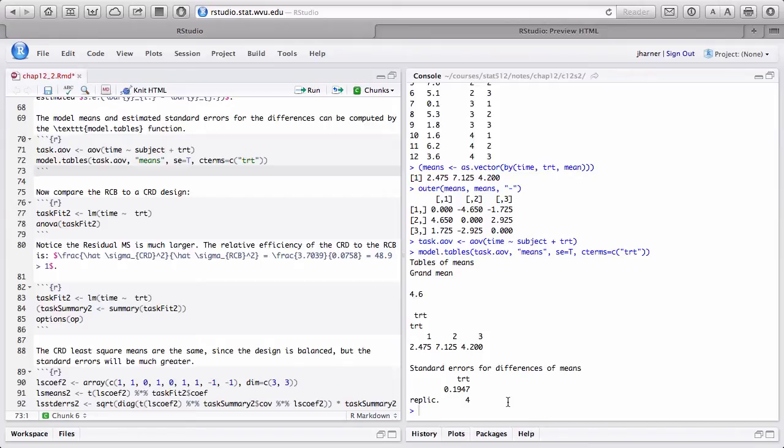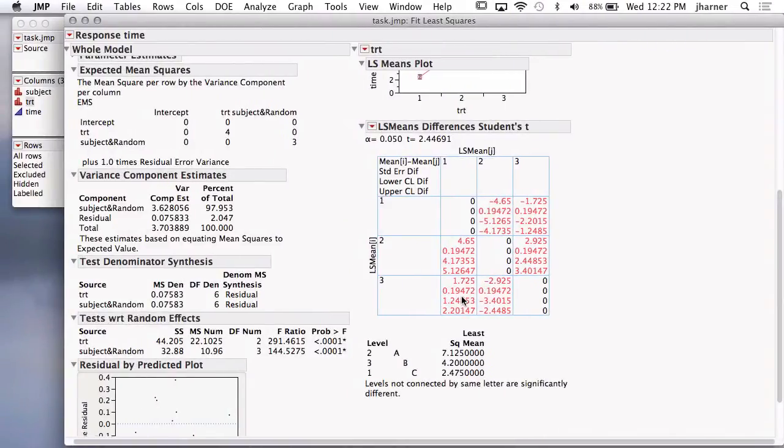Remember, that's exactly it. These are the treatment means, and then it gives the standard errors for the difference of the treatment means, which is what you need to compute whether or not Fisher's LSD is significant. That is the same as this value, the 0.1947. That's, again, the standard error of the difference. Notice up here, the second position says it's the standard error of the difference, and then these two are the lower and upper confidence limits.